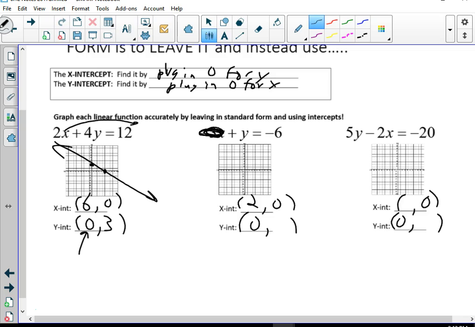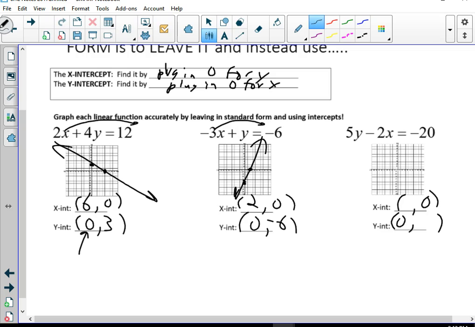When I plug the 0 in here, that's nothing to do. I already know what it is. Y is negative 6. Now, I just put my dots on there. 2, 0 is about here. 0, negative 6 is about there. There's my line.